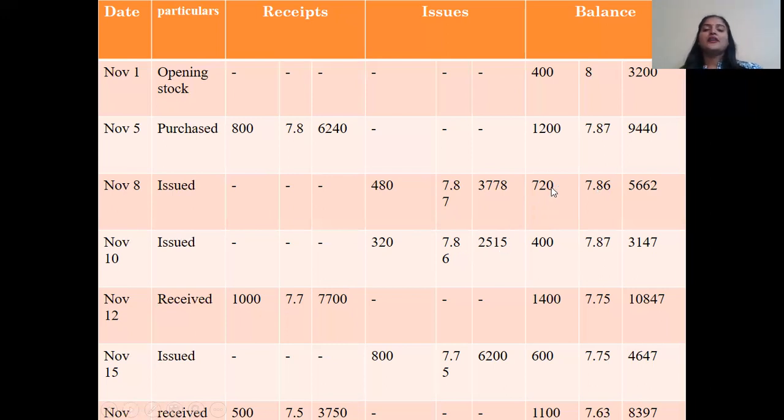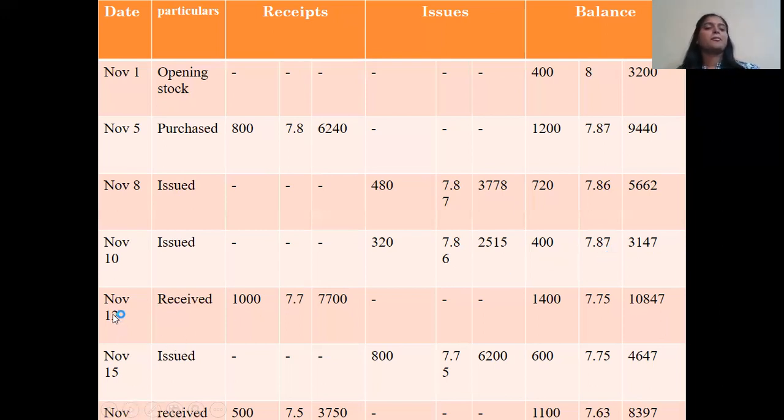Now immediately after the issue, go for the balancing. 720 minus 320, you will be getting 400. 5662 minus 2515, you are going to get 3147. Now immediately after the balance, you need to calculate the cost per unit. So 3147 divided by 400, you are going to get 7.87.